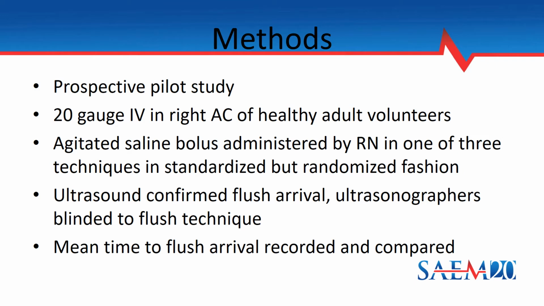Briefly, these were our methods. A 20-gauge IV was placed in the antecubital fossa of each participant. These participants were without known acute or chronic cardiopulmonary problems. Two RNs worked in tandem to agitate a saline bolus and administer it via three techniques. This was standardized and randomized prior to administration.